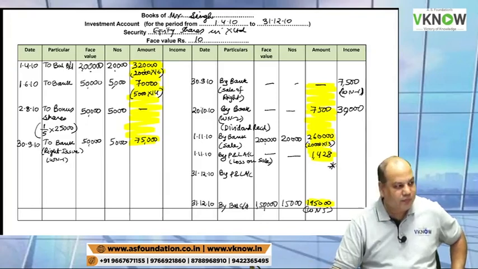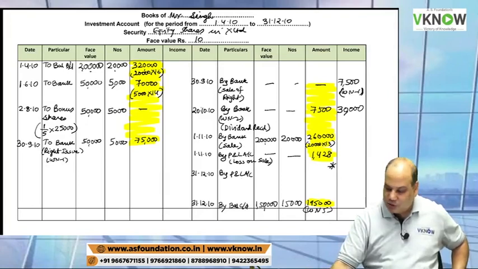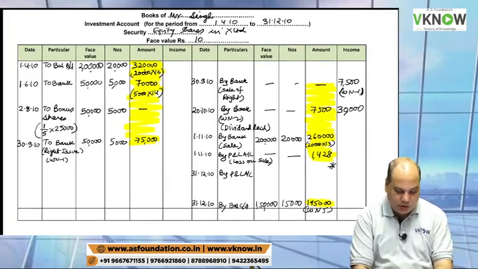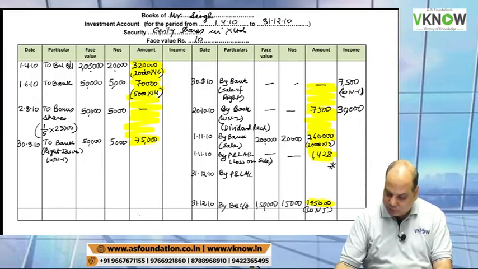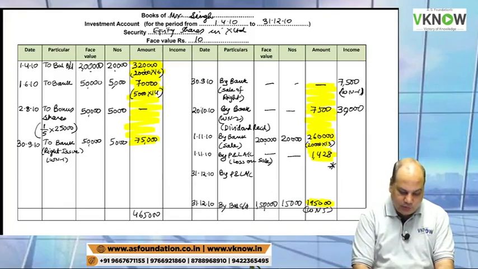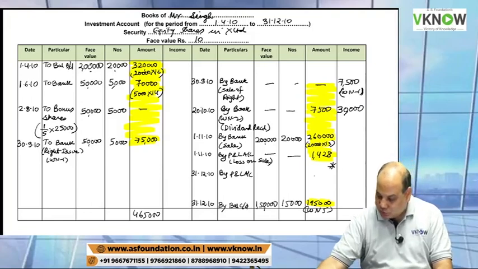Balancing figure here, P&L account balancing figure. First take the debit side total. 3,20,000 plus 70,000 plus 75,000, that is 4,65,000. Minus 7,500, minus 2,60,000, minus 1,428 and minus 1,95,000. So 1,072 is the loss.